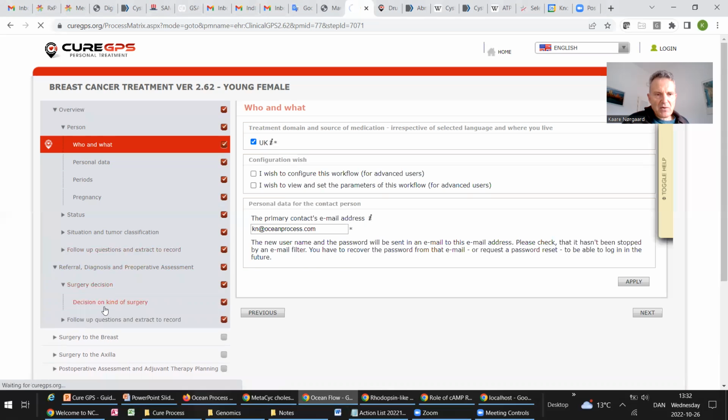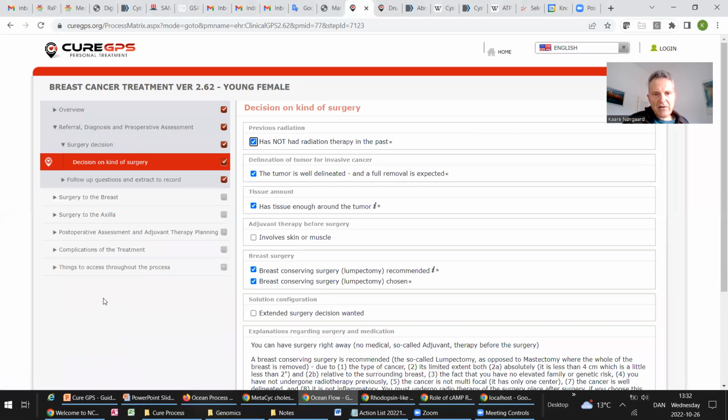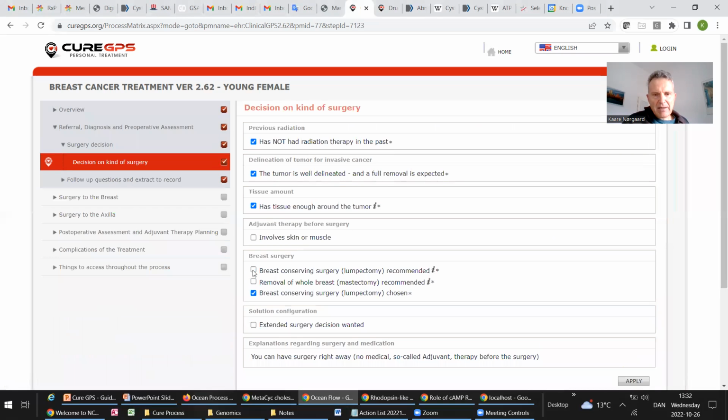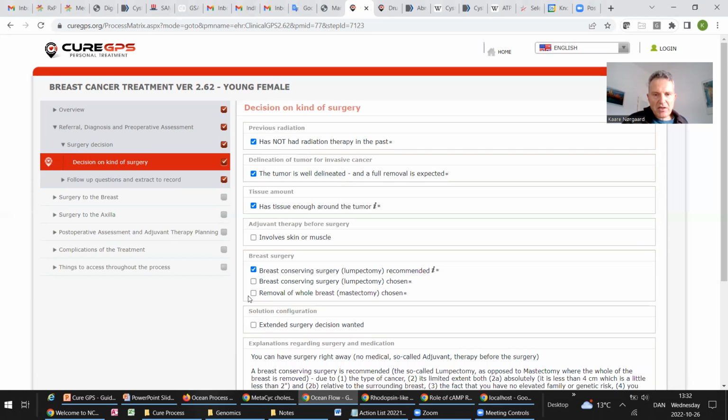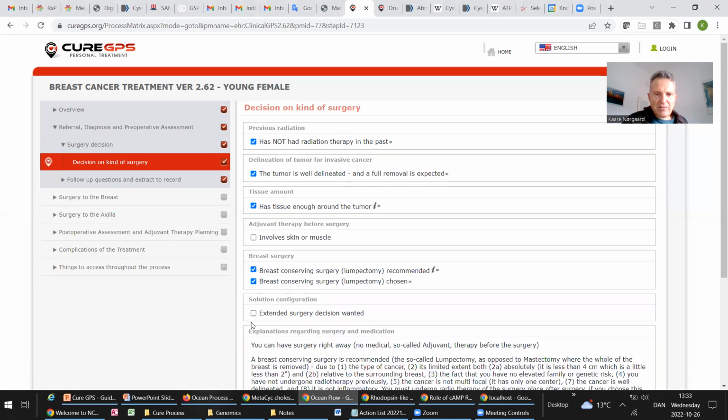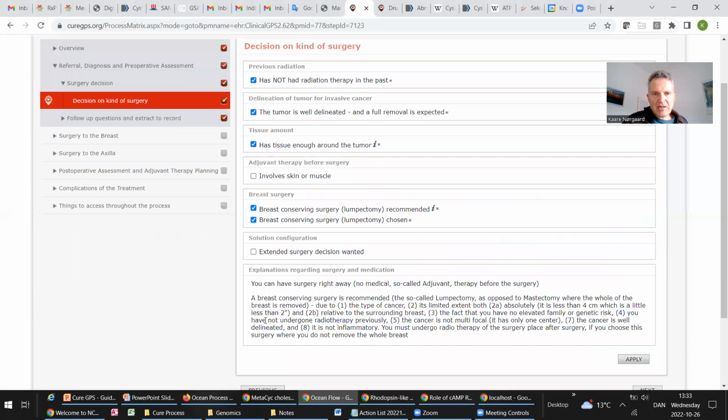So for instance, when you get to that crucial point, the decision on the kind of surgery, we can see that the tool will recommend that you have lumpectomy, which is a breast cancer surgery concerning the breast, as opposed to mastectomy, which is the other option. The tool recommends a mastectomy if you should have that, and then you can document what the patient eventually chooses: lumpectomy as recommended and chosen, or mastectomy, and then the patient will get a lot of documentation all the way through.